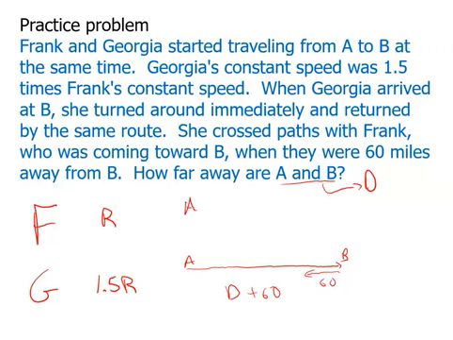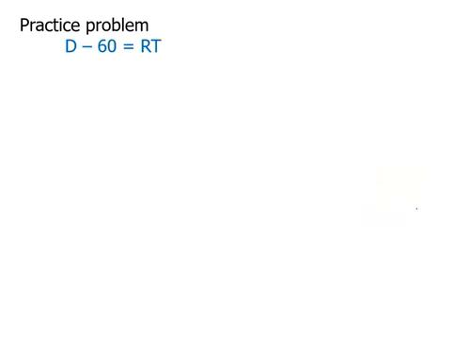Frank starts out at A, but he falls short. He doesn't get to B. He's short 60 miles. So the distance that he covers is d minus 60. And of course, the time that we'll use, t, is going to be from the starting point to the point that they cross paths again. So in that time, Georgia covers d plus 60, Frank covers d minus 60. So now we can set up our two d equals rt equations. d minus 60 equals rt, that's for Frank. d plus 60 equals 1.5r times t, that's for Georgia.